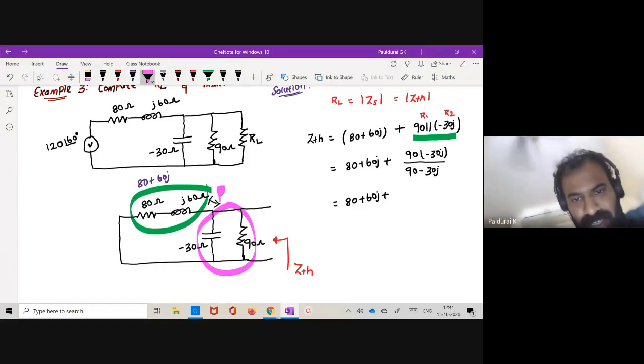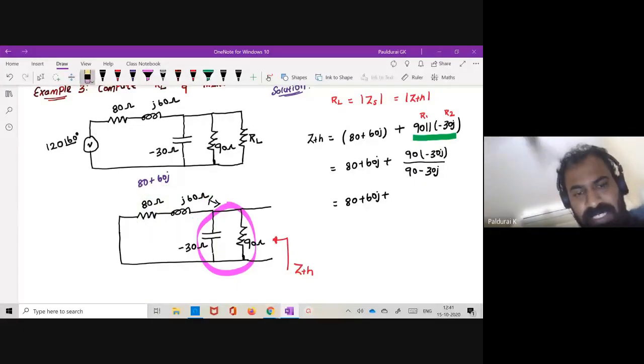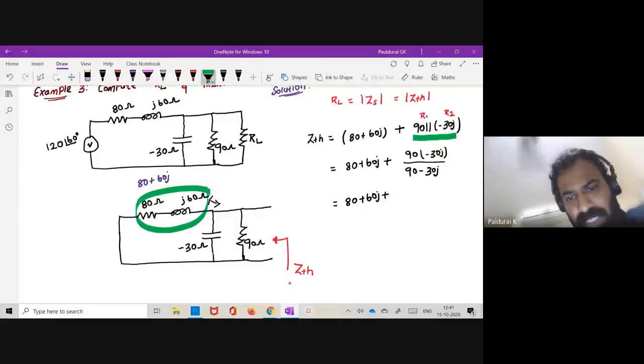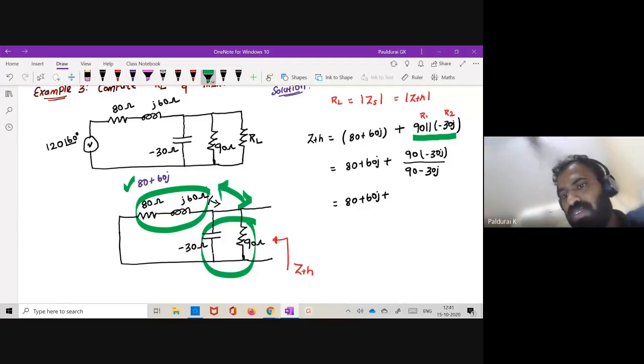Okay. See, I repeat. How are these two connected? Series. So it will give you 80 plus 60J. These two are parallel. Now these two are connected in parallel. So it is not series. That we will calculate, no problem.